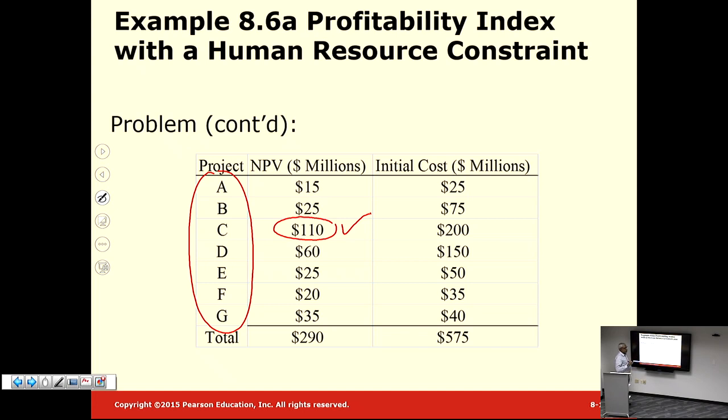If everything else was the same, and I did not face any capital constraints in my firm, meaning I have an unlimited capacity to borrow money, then this project would make sense because I am adding the most value to my company. I'm adding the highest value to my company.